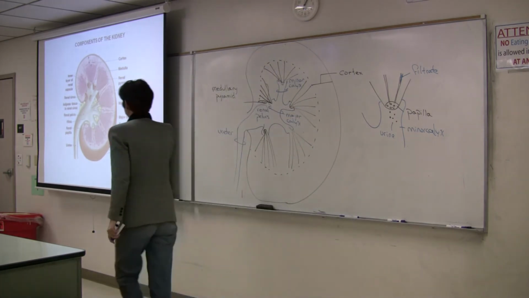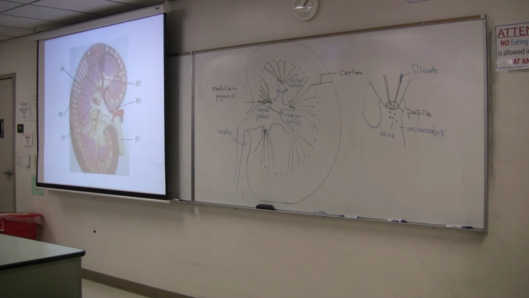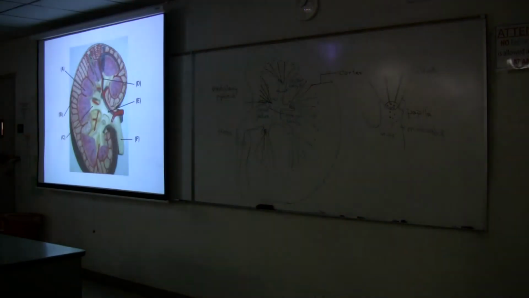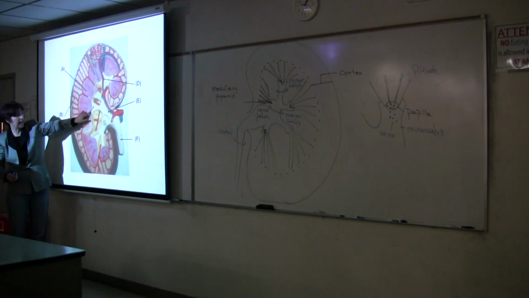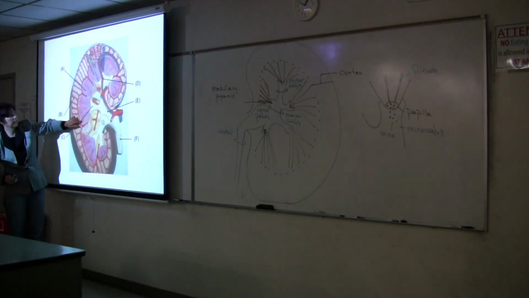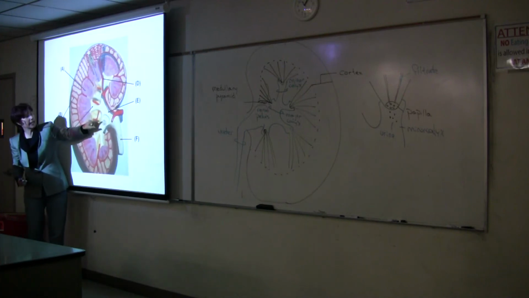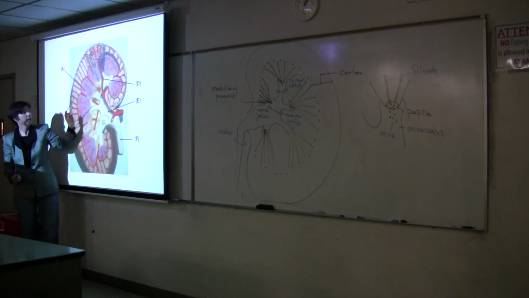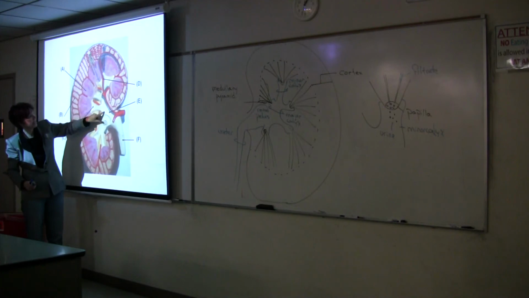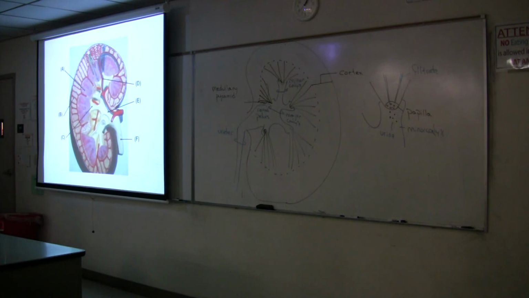So if we look at a model, okay, so here would be cortex. This would be a renal or medullary pyramid. Here would be a minor calyx. What you're looking at right here is the papilla of a pyramid that's behind the screen coming out at you. All right? And then here would be a major calyx and the renal pelvis and the ureter. Okay? So that's kind of the major structure.